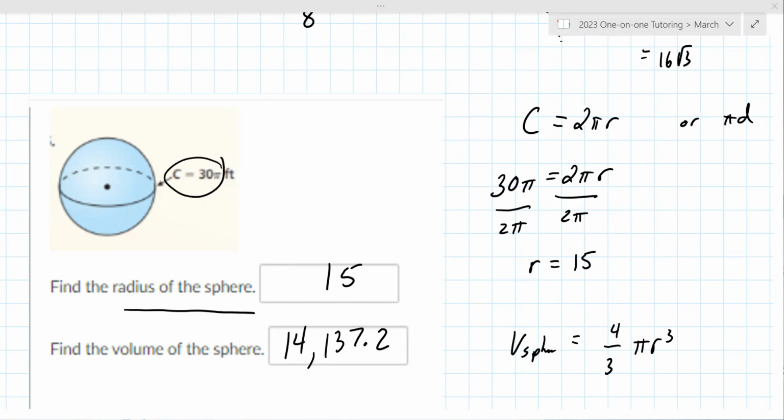So what I always recommend is just redoing the calculation. So we said it's 4/3 pi r cubed. Just redoing that. Pi times 15 to the power of 3. Yeah, 14,137.2. I'm getting the same result here. Could be a rounding error, could be any number of things.